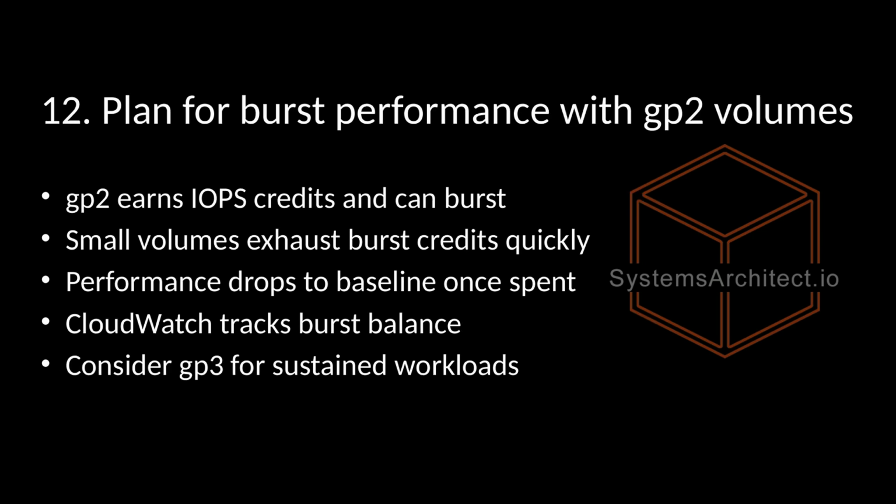12. Plan for burst performance with GP2 volumes. GP2 volumes earn IOPS credits and can burst above baseline for short periods. What happens when that credit balance runs out? Performance drops straight back to baseline, which can look like a sudden slowdown. CloudWatch exposes the burst balance metric directly before it becomes a problem. For sustained, predictable workloads, GP3 is generally the better fit.